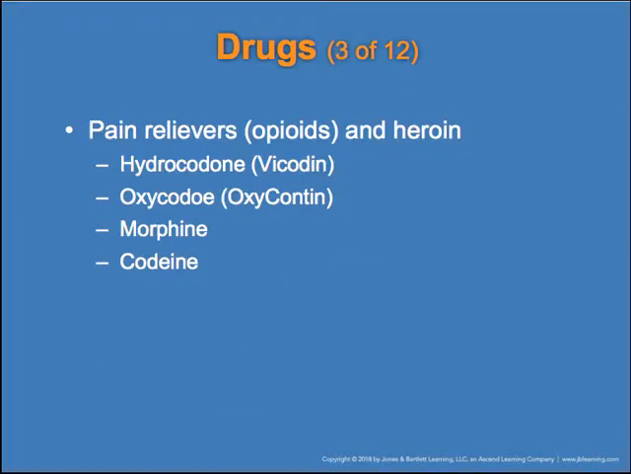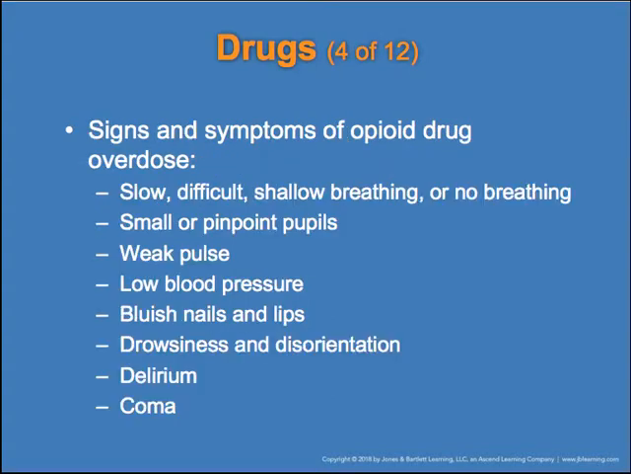Pain relievers, opioids, and heroin. I'm sure you've heard of the opiate epidemic in the United States in probably the past 3 or 4 years, although truly it's been going on the past 25 or 30 years. Pain relievers and heroin. This really started as a problem with prescription drugs, right? Things like Vicodin, Oxycontin, morphine, and codeine.